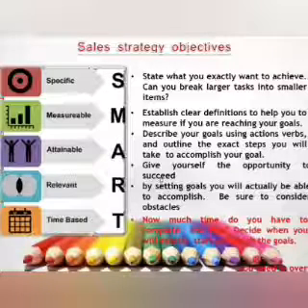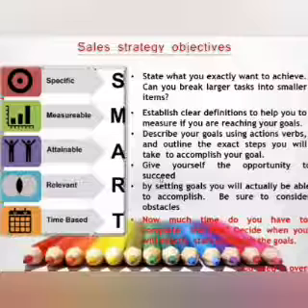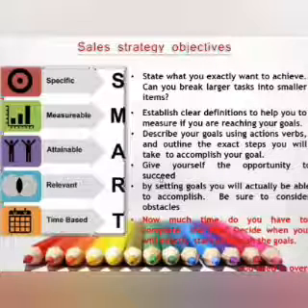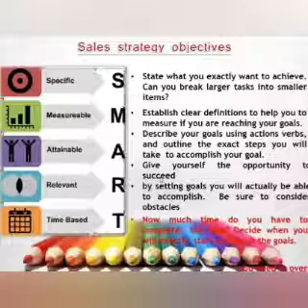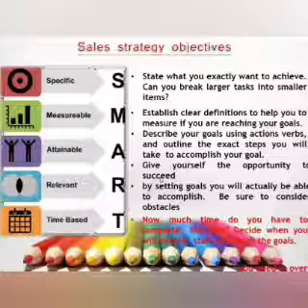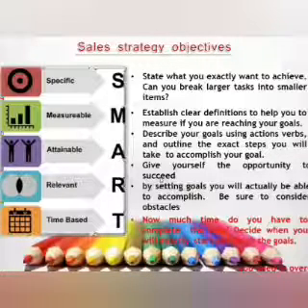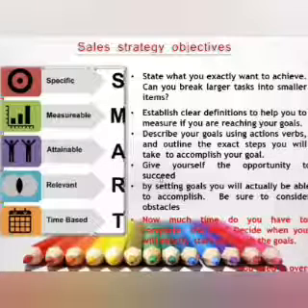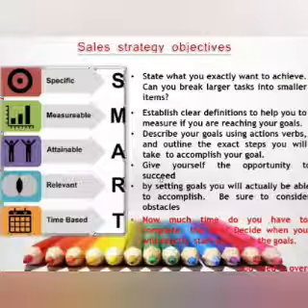Then it should be timeline based. Yes, a deadline is required. If you really want to work in the sales field, you have to be time bound. Time bound activities are required. It is a must in sales. You have to achieve your targets within the given time frame, within the deadlines. Otherwise, if you are not able to perform in a timeline bound, it will not help your company. So time-based activity is required.